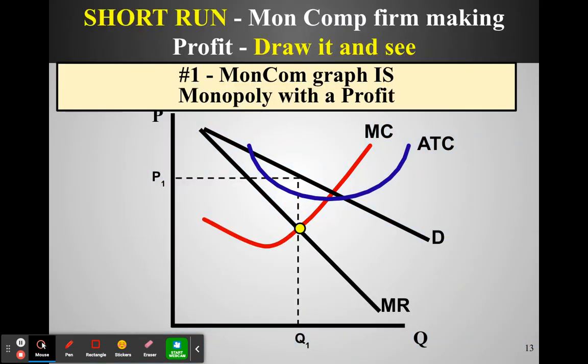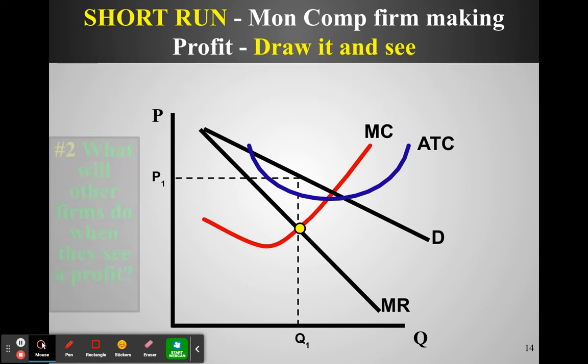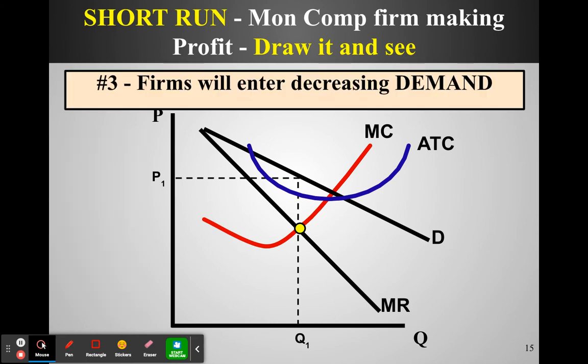So what's going to happen in the long run? Well, as you know, just like in perfect competition, if a firm is making a profit, what do other firms want to do? Other firms are looking at this firm and they're like, hey, they're making a profit. So what do they want to do? They want to go ahead and enter the market. So other firms enter the market. So now instead of just one seller in town, we now have 4 different sellers in town.